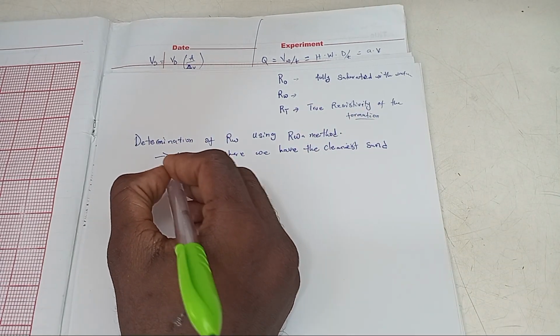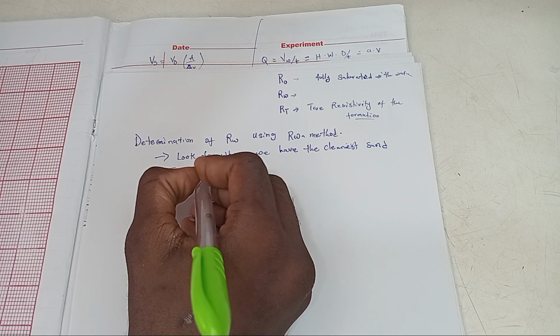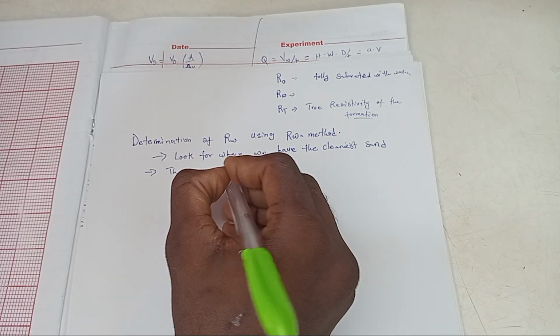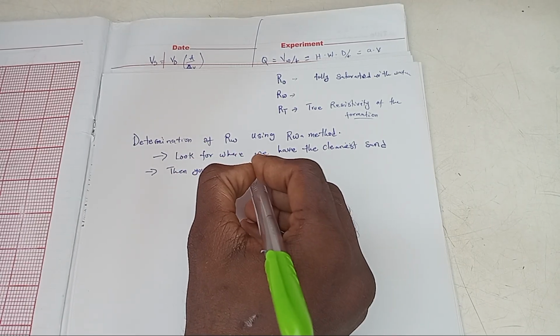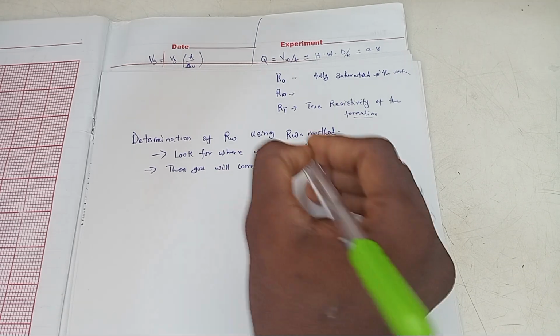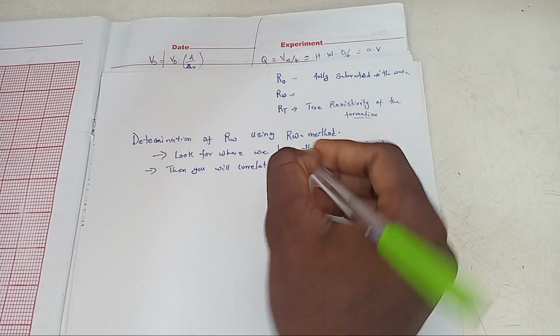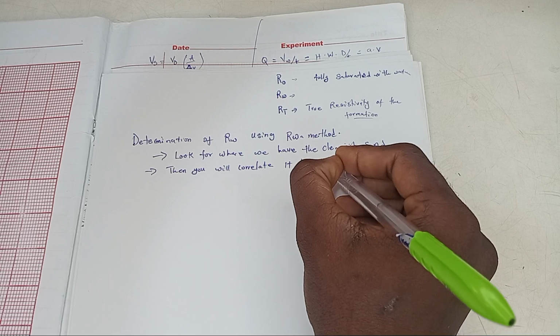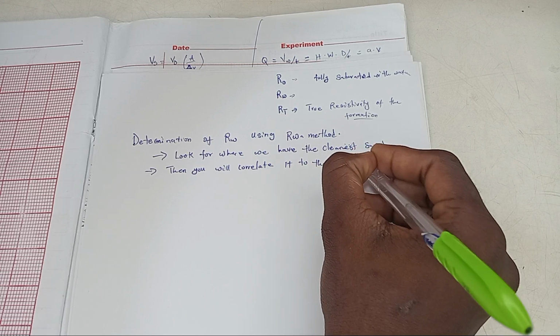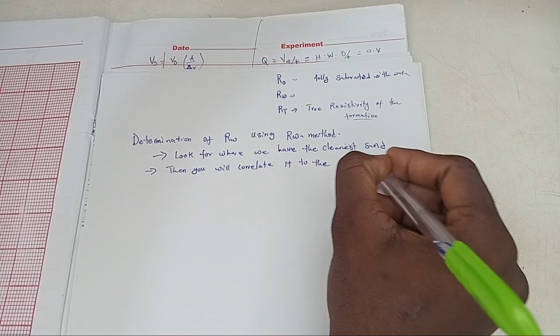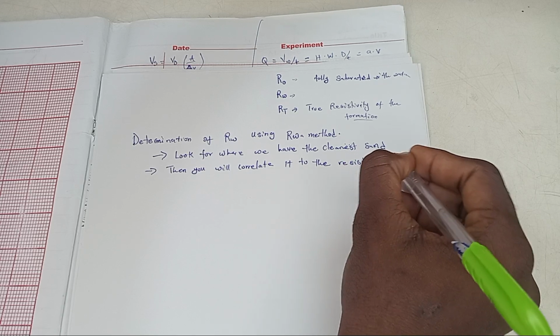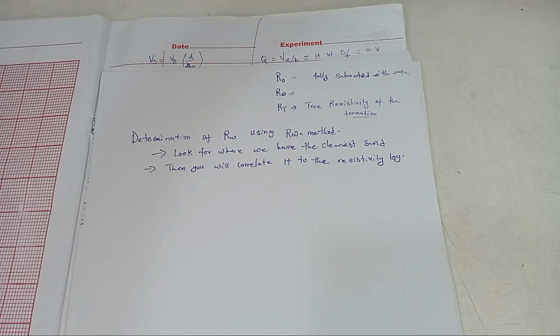Then you will correlate it to the resistivity log. Look for where we have the cleanest sand, then correlate it to the resistivity log. Okay, good.